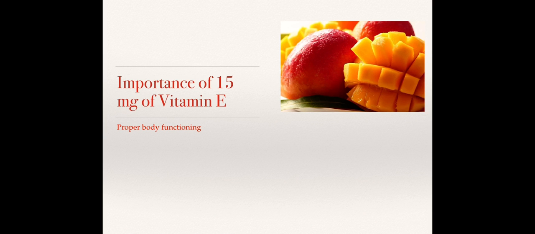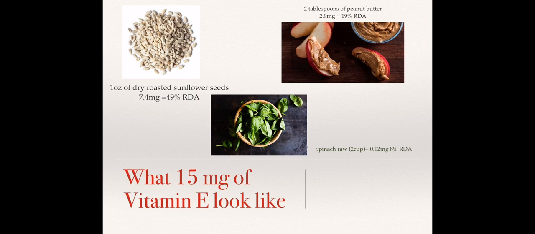This is what 15 milligrams of vitamin E looks like a day. This is all we need to get through a day for our body to be healthy. We have 1 ounce of dry roasted sunflower seeds. This is about half of the recommended daily amount right here.